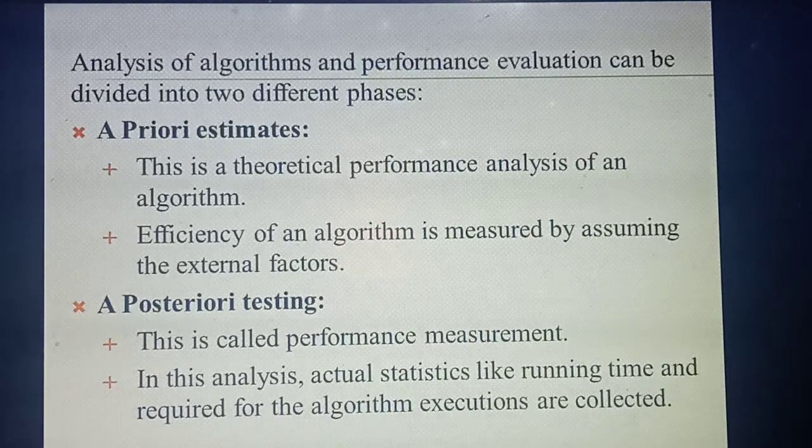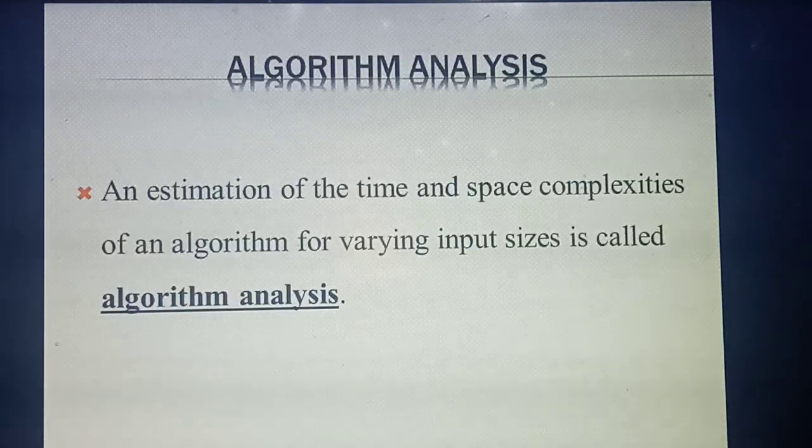Prior means what? Theoretical performance. Before you implement something, theoretically you assume and you take the efficiency. But posterior means performance. That is after implementing, based on the running time and the performance time, you calculate some execution. That is called what? Posterior testing. Understood? So next one is algorithm analysis.